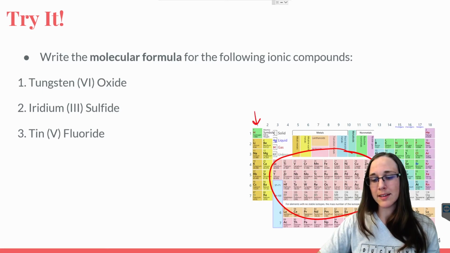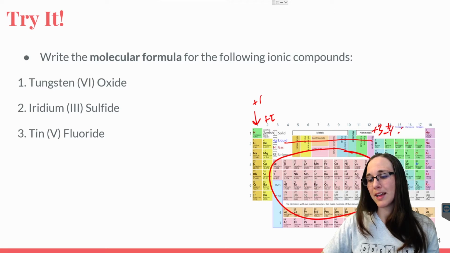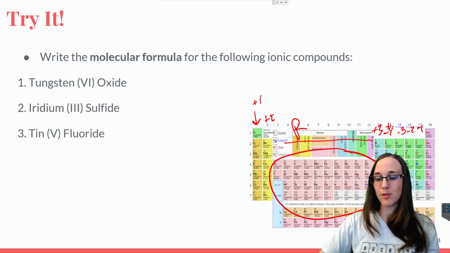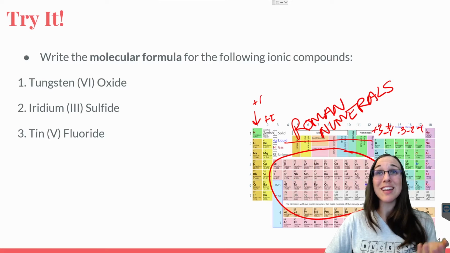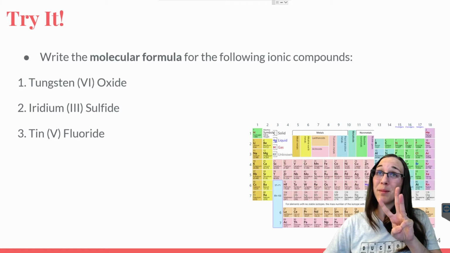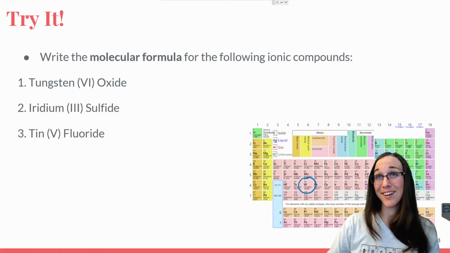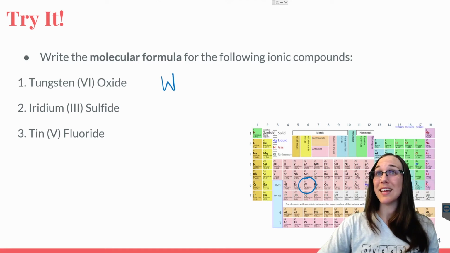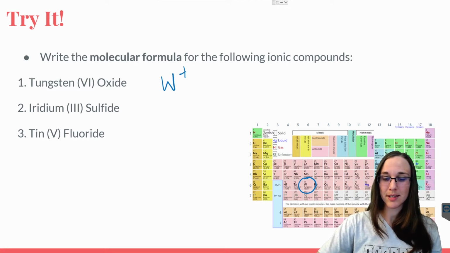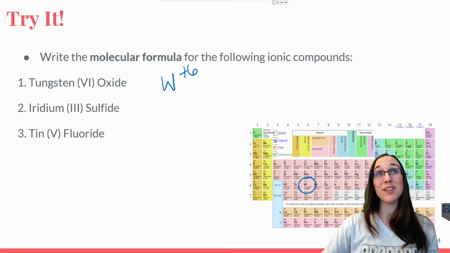Remember, this column has the +1, +2, skip all the transitions, +3, ±4, -3, -2, -1. So the transition metals will always have the Roman numeral. So if you happen to ever see Roman numerals, you can automatically look in the transition metal region to find what you're looking for. Tungsten is represented by W on the periodic table, right there. So we're going to write a W, and the Roman numeral is indicating a charge of 6. So we're going to write +6 in the upper right-hand corner of the W.